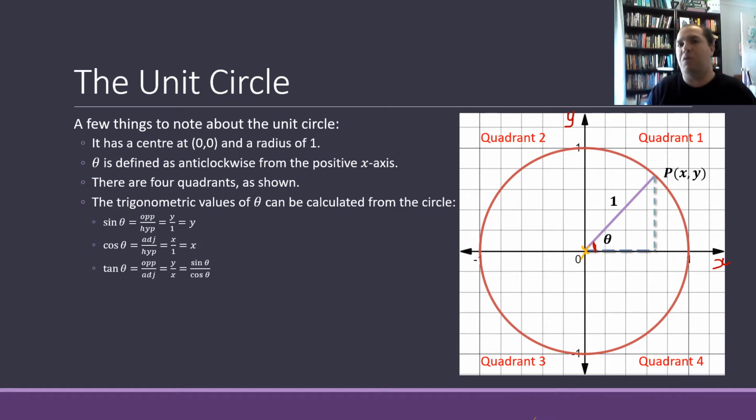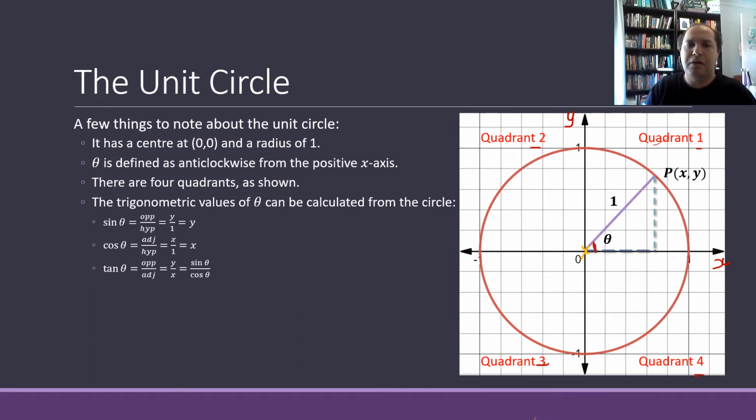Now we've also got our quadrants listed. So these are just the quadrants of our Cartesian plane. So our first quadrant is in the top right, second quadrant is top left, and then working our way anti-clockwise, third quadrant is bottom left, fourth quadrant is bottom right.